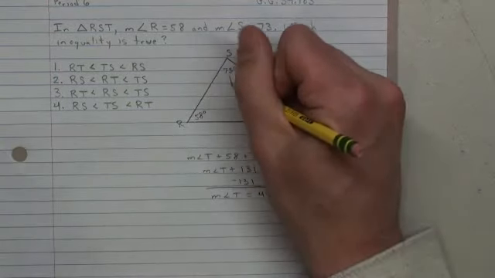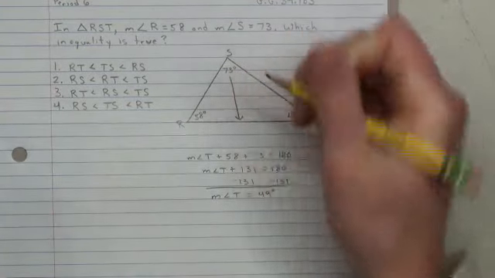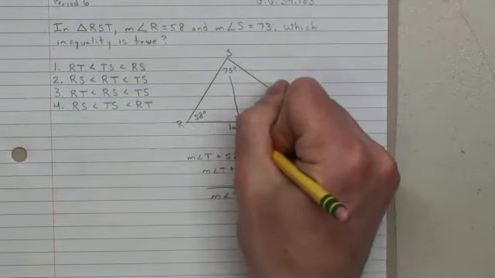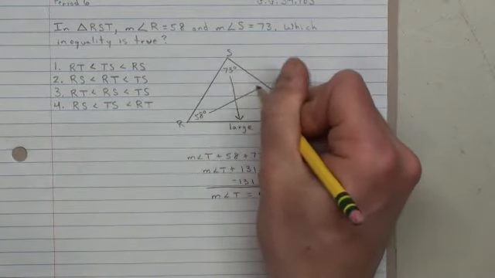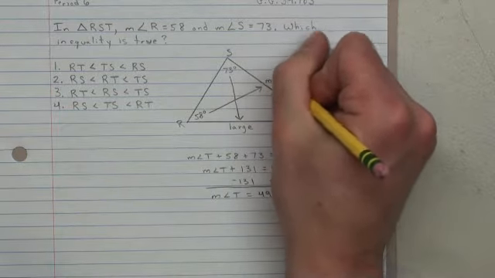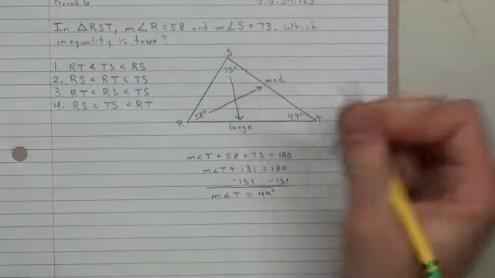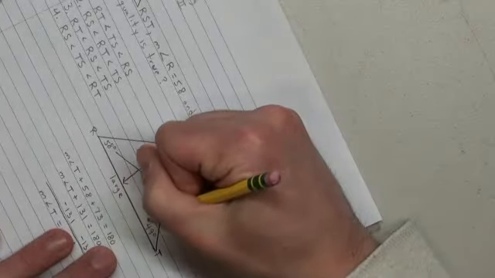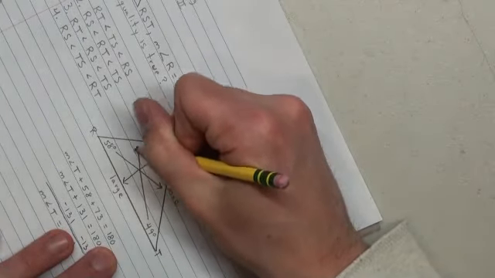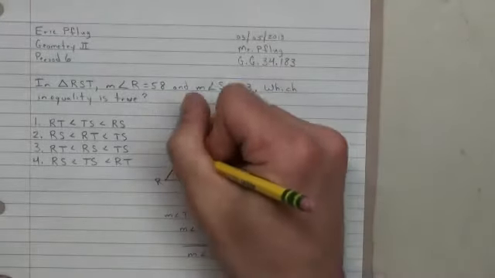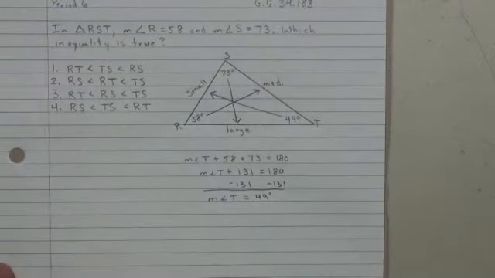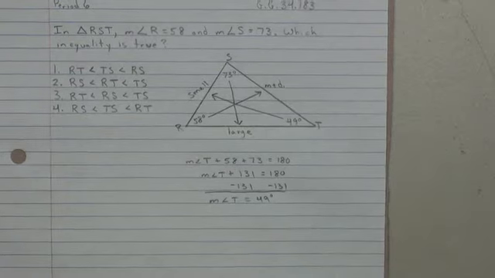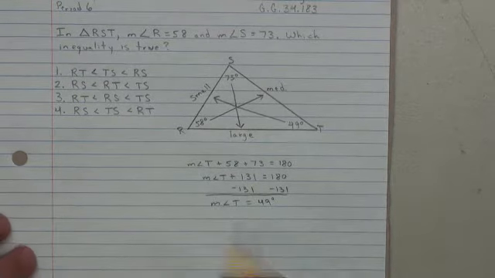So we know that this is the largest angle, so across from that is the large side. This is the medium angle, so across from that is the medium side. And this is the smallest angle, so across from that is the smallest side. So now let's look at which inequality is true.